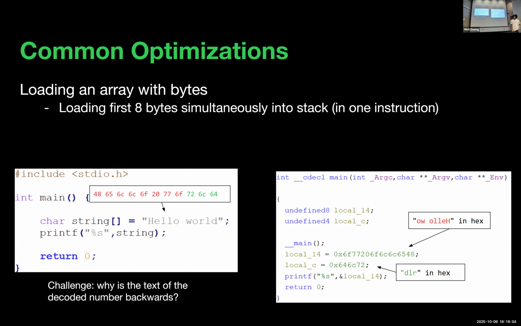And then you can see that there is some sort of correspondence, like the 6F here corresponds to the 6F here, the 77 here corresponds to the 77 here. But can anyone answer me why it's backwards? Why are they reading from the end of the 8 bytes?